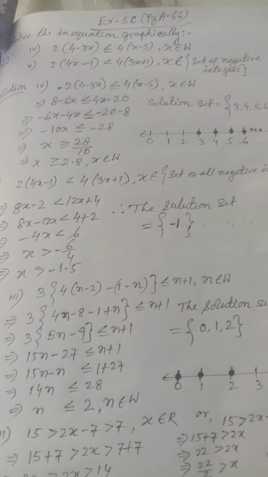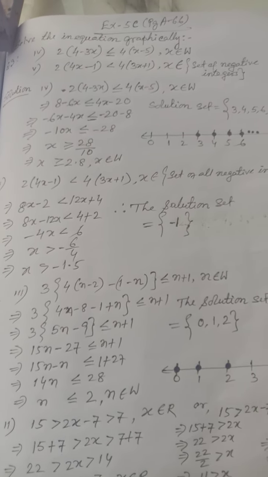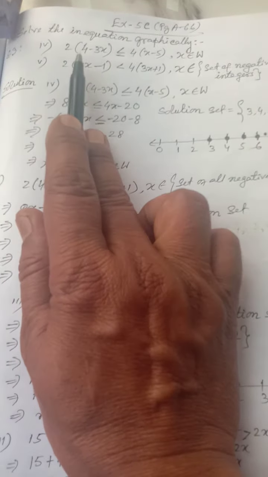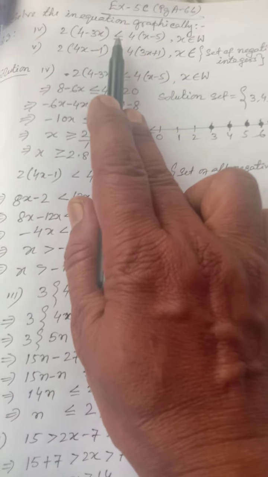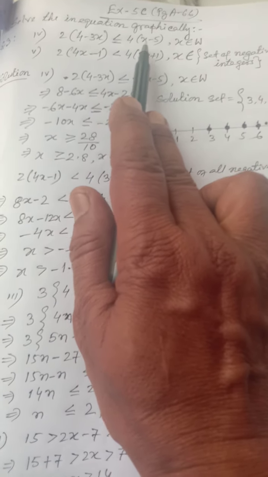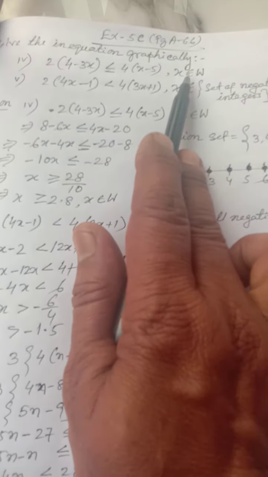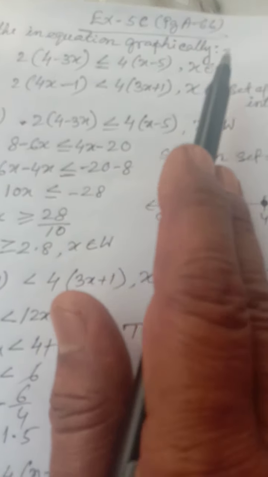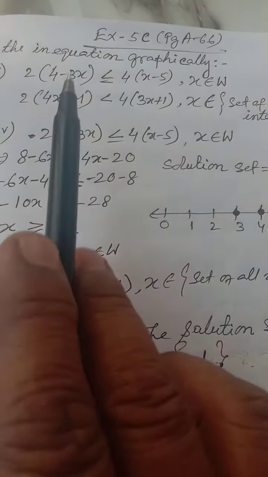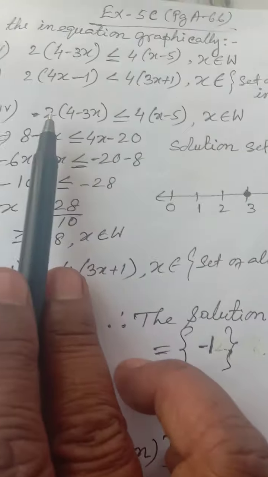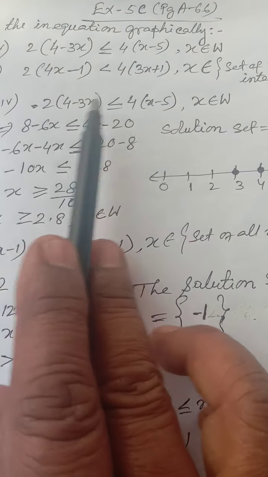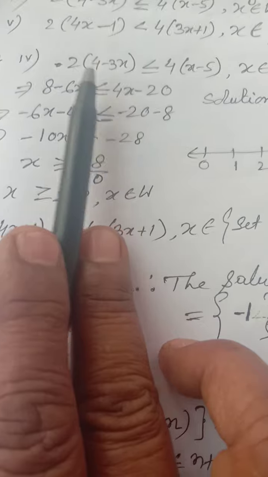Moving on to question number 3. Question number 3, fourth one, I have taken: 2 into 4 minus 3x is less than or equal to 4 into x minus 5x, where x belongs to whole numbers. No problem. You take this number as a for solution and then solve it just like a linear equation.